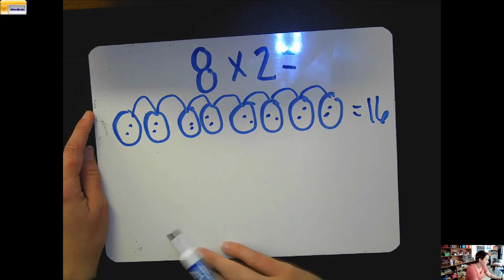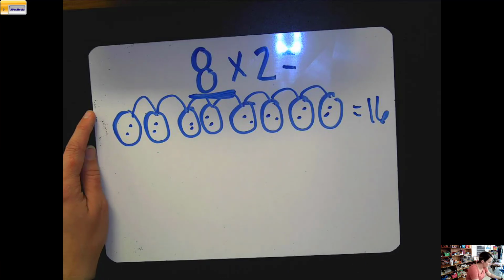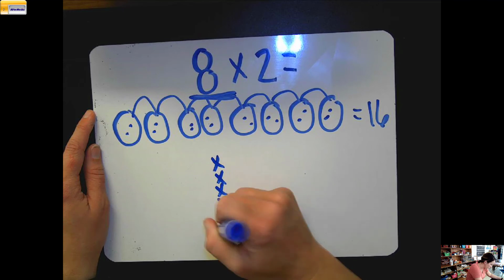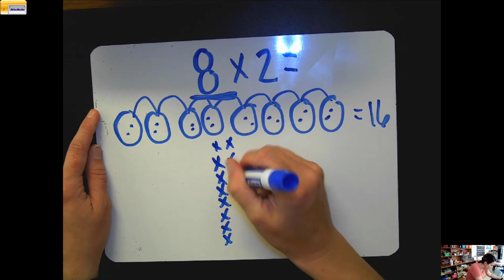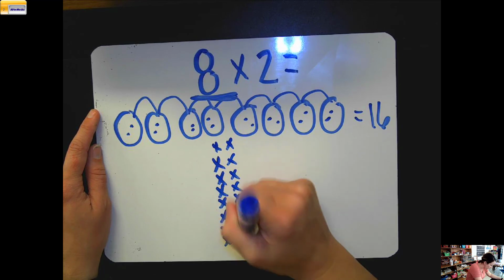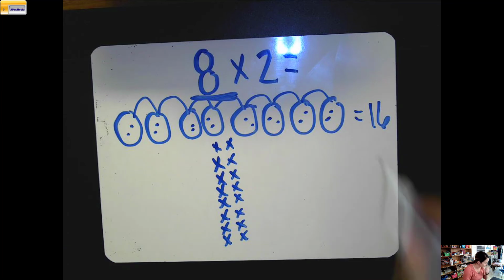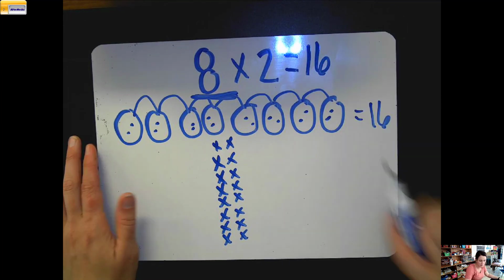And now I want you to practice drawing an array. So how many rows are you going to have? 8. Very good. So you're going to draw 8 rows of 2. Pause the video if you need more time. All right, welcome back. Did you come up with something that looked like this? Very good. The answer is 16.